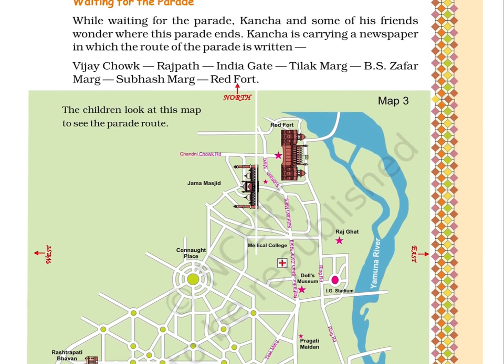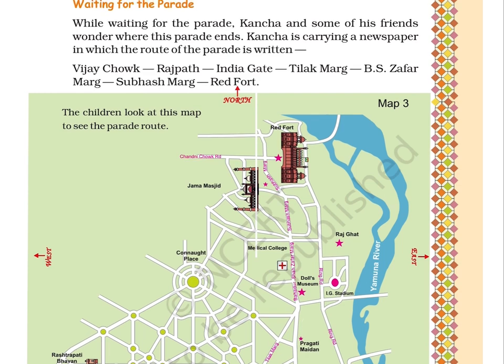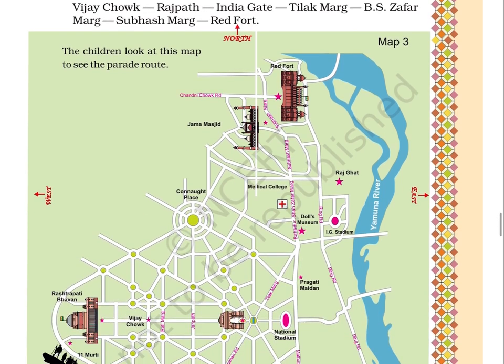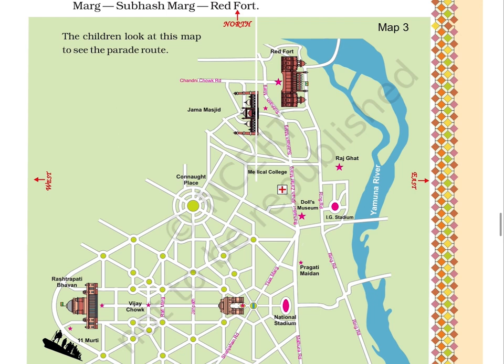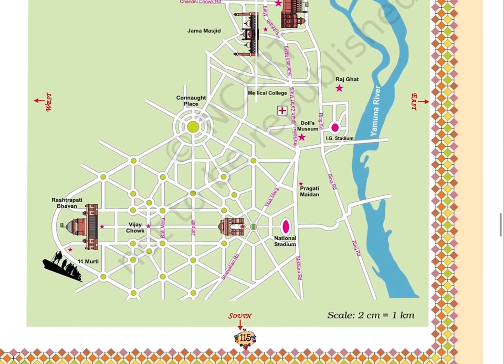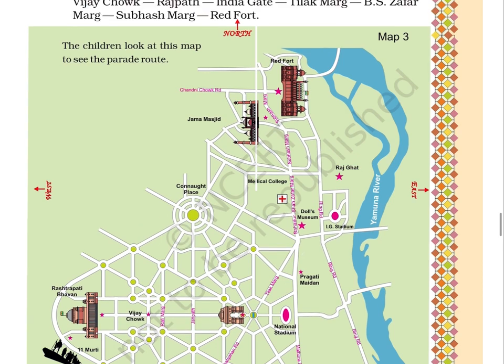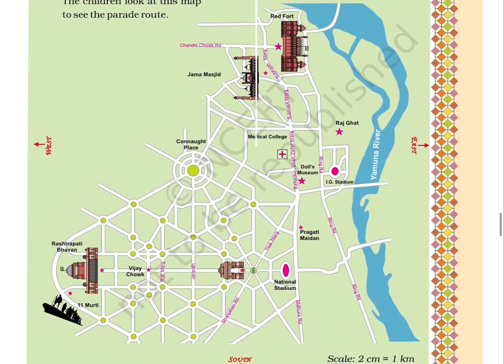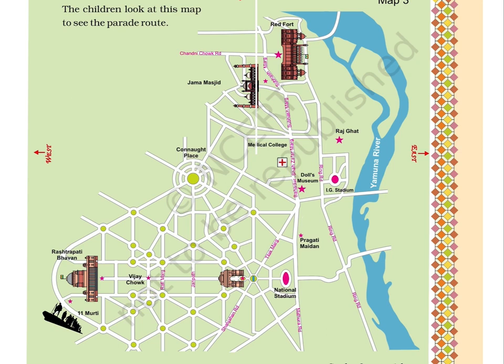Below is a map titled Map 3, and we know that the children look at this map to see the parade route. All the 4 directions, north, east, west, south, are marked clearly on this map, and we know that the scale of the map is 2 centimeters is equal to 1 kilometer. Many major landmarks are clearly visible, like India Gate, National Stadium, Jama Masjid, Rashtrapati Bhavan, and Red Fort. The names of the roads are also written on the map.